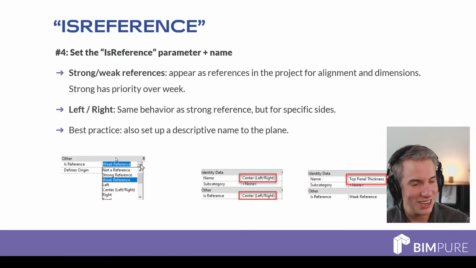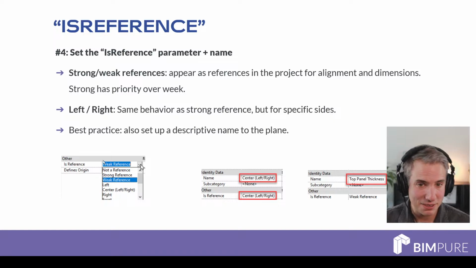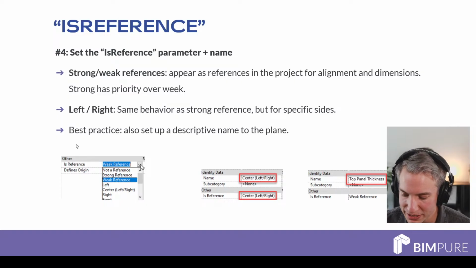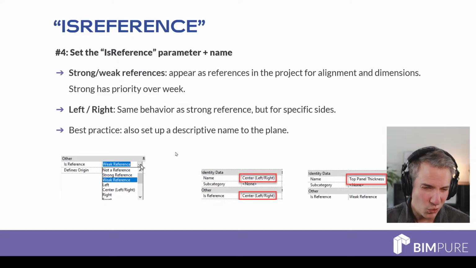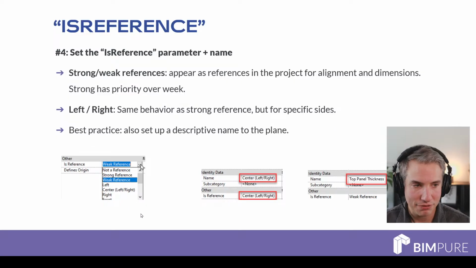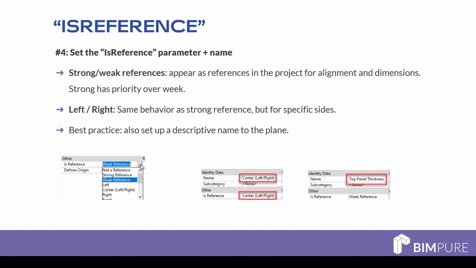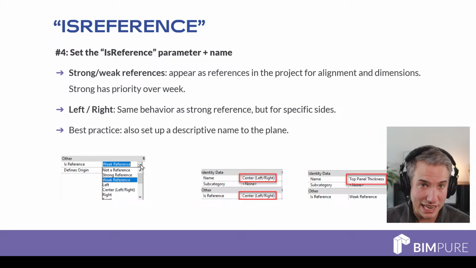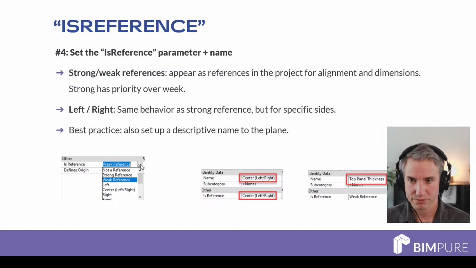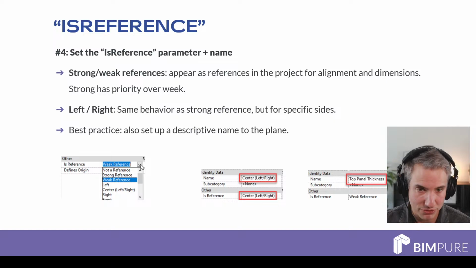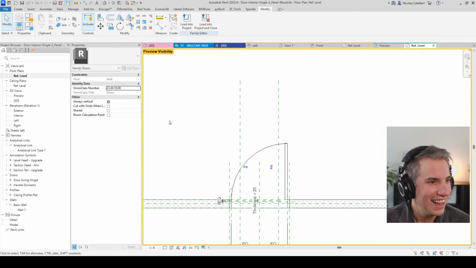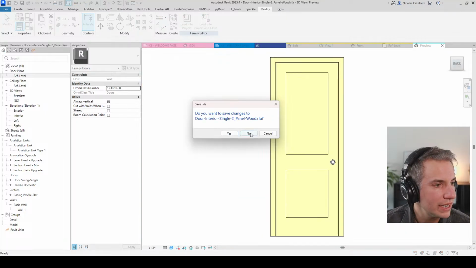Okay, next, we're going to talk about reference planes. This is a big point of confusion with Revit families, and it's often a difference between veteran family creators and beginners to intermediate: they don't really take the time to have a look at their reference planes. There are two very important parameters that you need to set up with a reference plane. The first is called Is Reference, and the second is the name. It's very important that you give good names to your reference planes, and also that you set the correct Is Reference. I will explain why. First, let's close this door and let's try to pick a family.